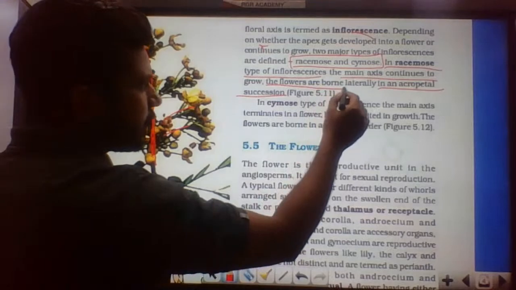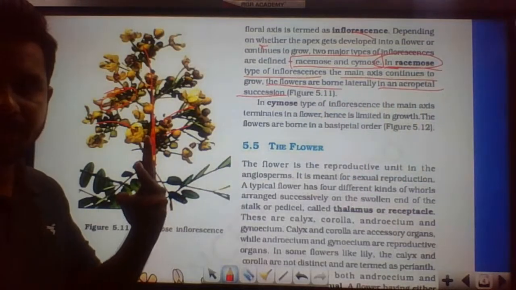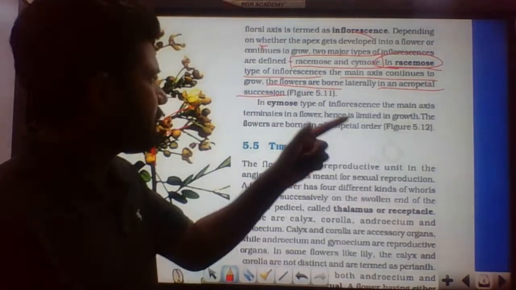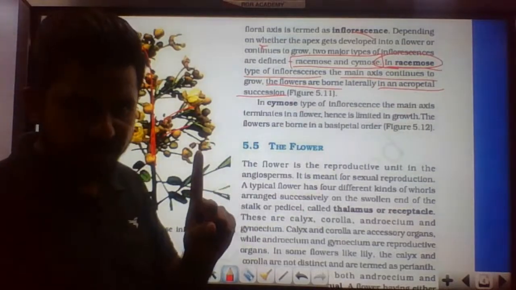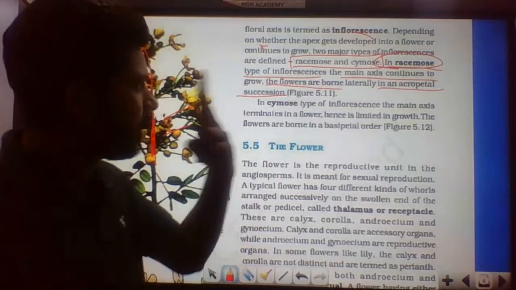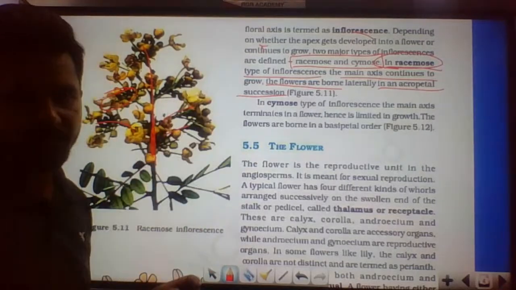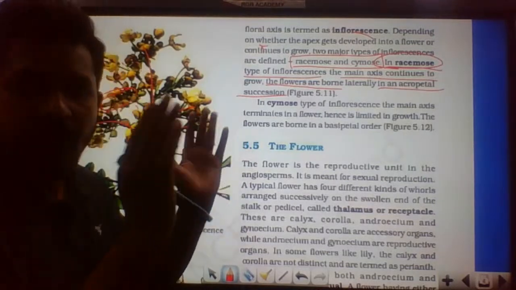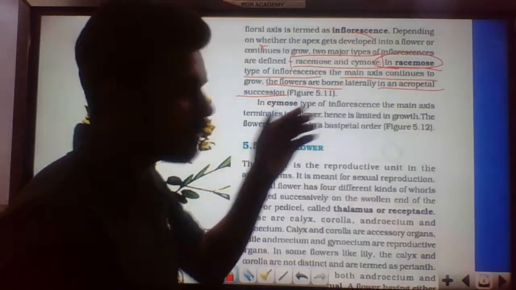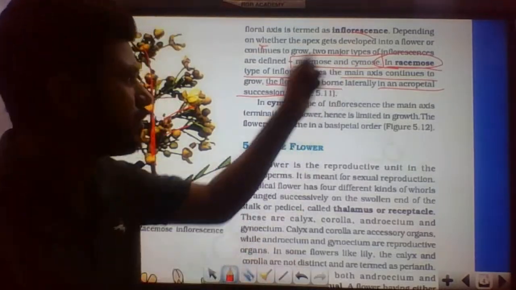These are all the characteristic features of racemose inflorescence. What are the characteristic features? There are two. One is that the main axis continues to grow. The second one is that the flowers are borne laterally in acropetal succession, so the order of flower bearing is acropetal order. So these are the two important characteristic features of racemose.